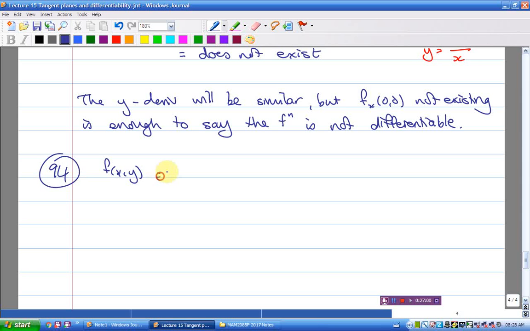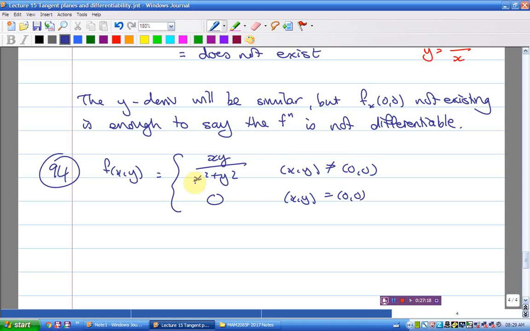Okay, but I'm faffing about, and I mustn't faff about. We're already 28 minutes past the hour. Here we go, x, y. Question asks, is it differentiable?